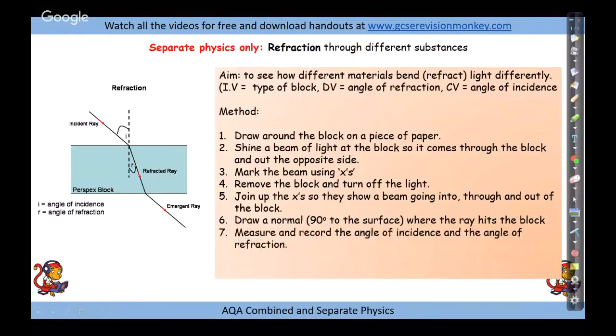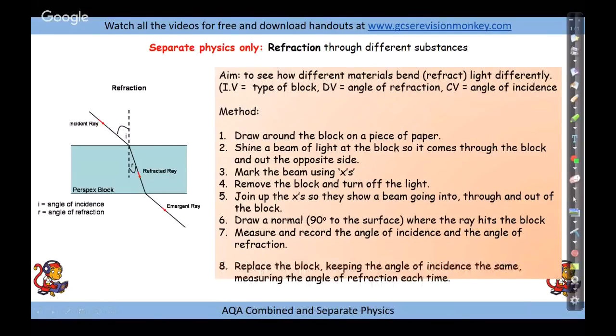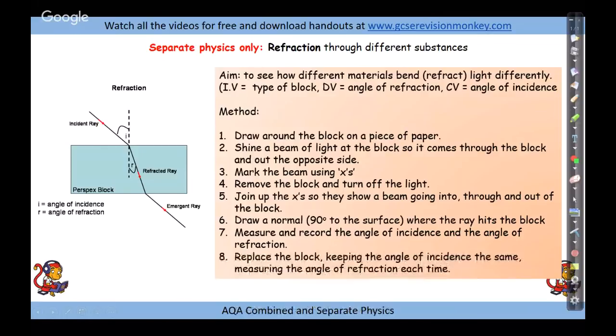We can then measure and record the angle of incidence, so that's between the normal and the ray, and we can then measure the angle of refraction between the normal and the ray that's inside the block. Okay, then that's our first set of results for the first block.